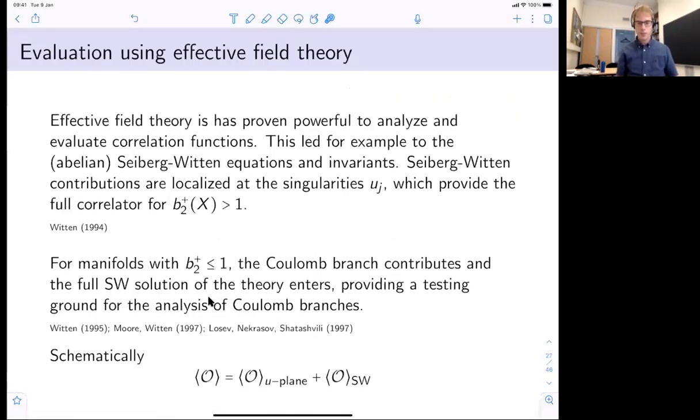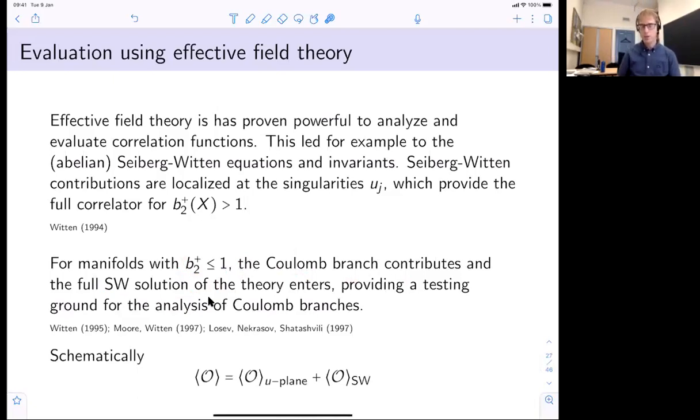Okay, so let us return to the effective field theory. The effective field theory has proven very powerful to analyze and evaluate correlation functions. And it led, for example, to the abelian Seiberg-Witten equations and invariants. We are interested in manifolds with B2 plus in fact equal to 1, because then the Coulomb branch contributes to the full Seiberg-Witten solution, and the full Seiberg-Witten solution of the theory enters, which I was reviewing at the beginning of the talk.